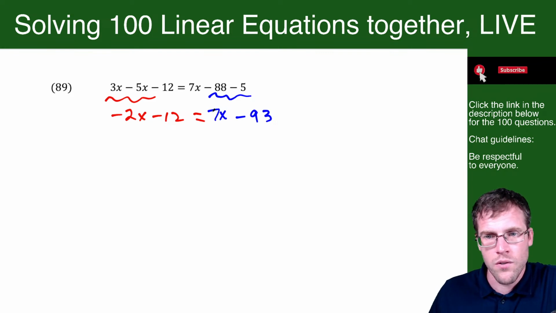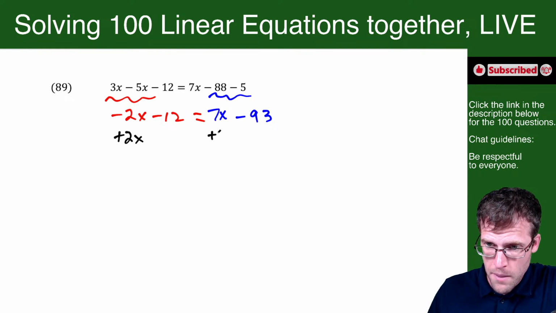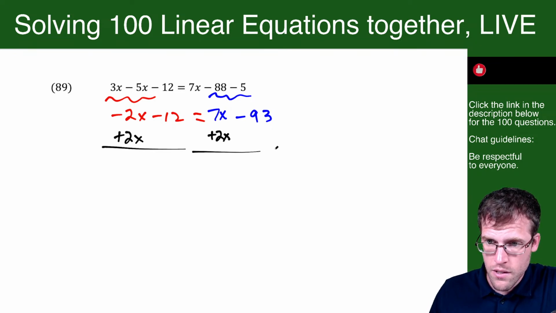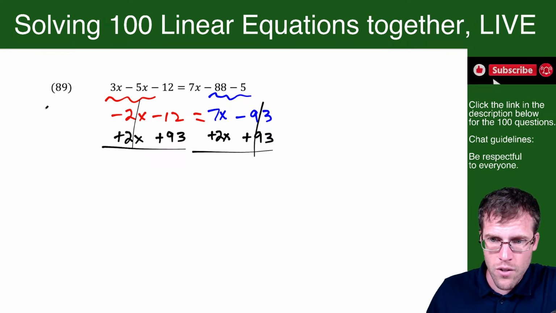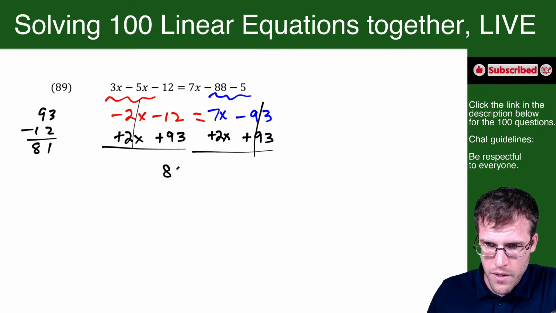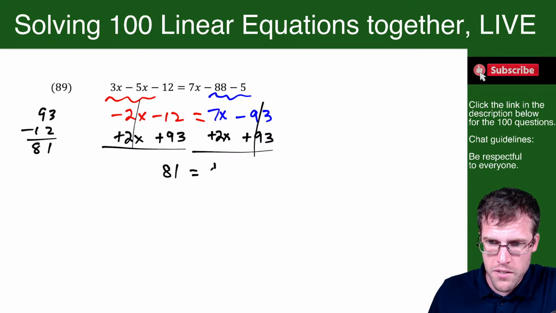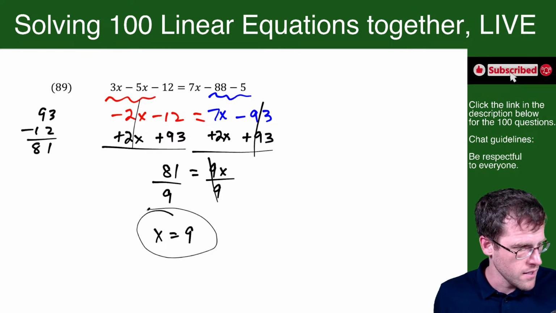And now get the x's on one side. So we'll practice that thing I said before: 2 steps in one. So plus 2x on both sides. And then in a moment, I'm going to move that minus 93 over, so might as well just do it now. Plus 93. So this is gone. This is gone. And now if I do that off to the side, 93 minus 12 is going to give us 81. So we have 81 equals 7x plus 2x is 9x. Now divide both sides by 9. And x equals 81 over 9 is 9. So 89, x equals 9.